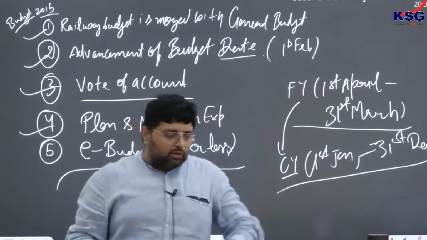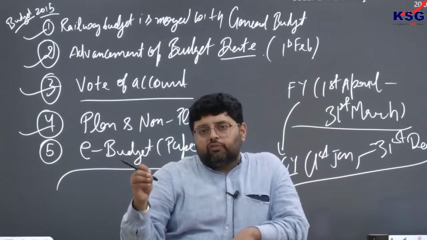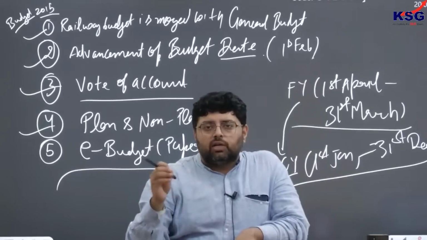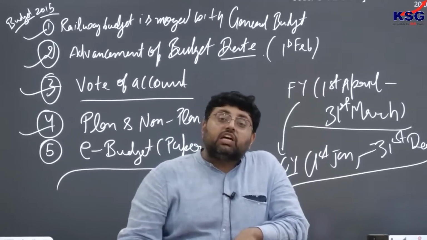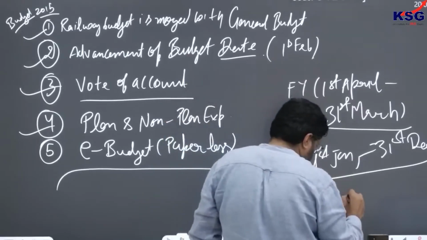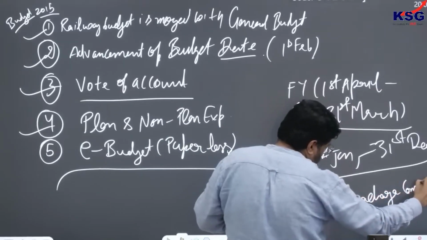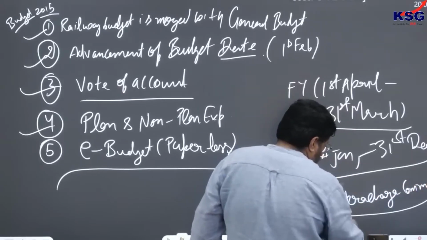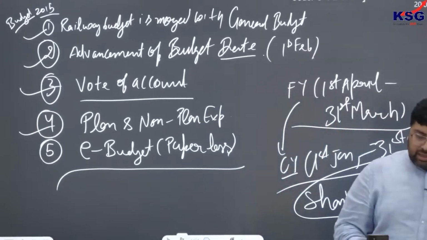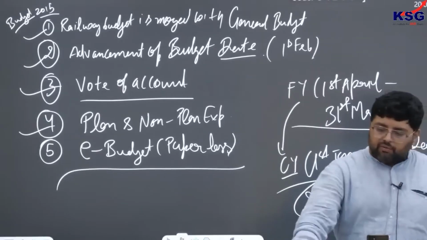So there is a, you can say, recommendation of one committee which says that it should be shifted from 1st April to 1st January, that is 1st January to 31st December, and the name of that committee is Shankracharya Committee. So the name of that committee is Shankracharya Committee. Clear? So this is with respect to fiscal policy. So if you have any doubt, you can ask.